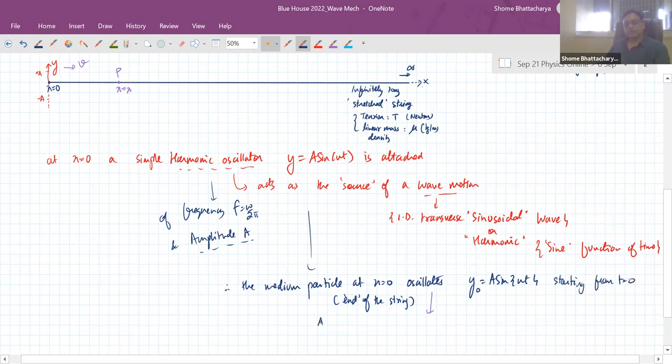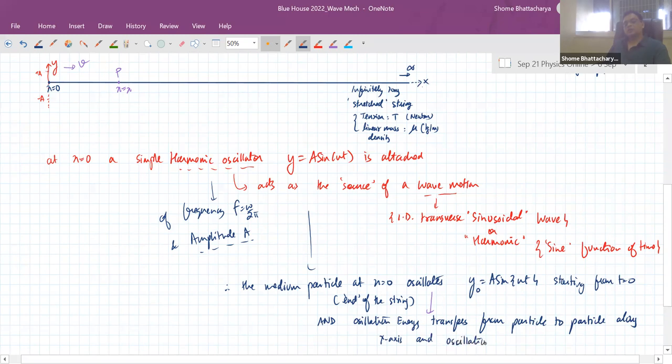But along with that, oscillation energy transfers from particle to particle along the x-axis. And the oscillations transfer with phase delay.